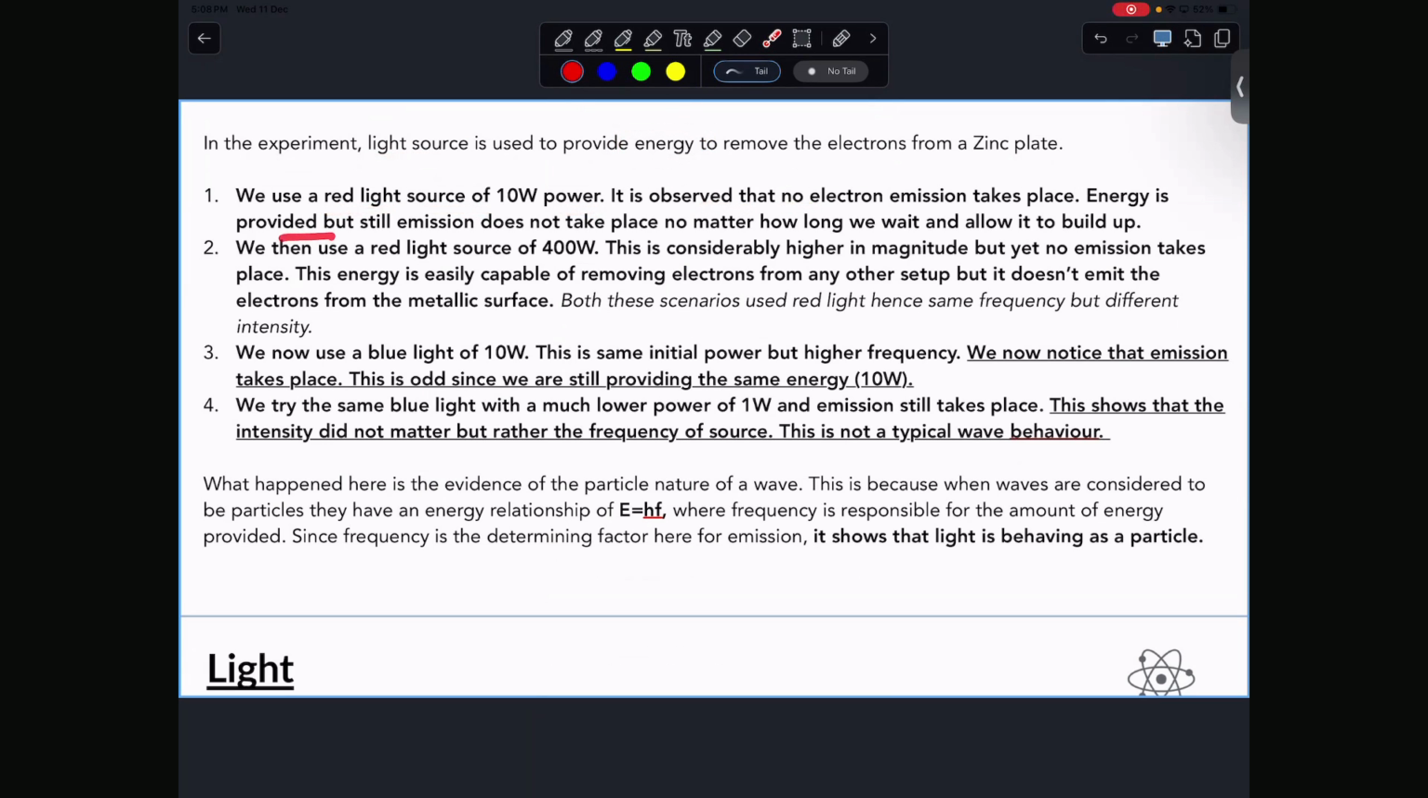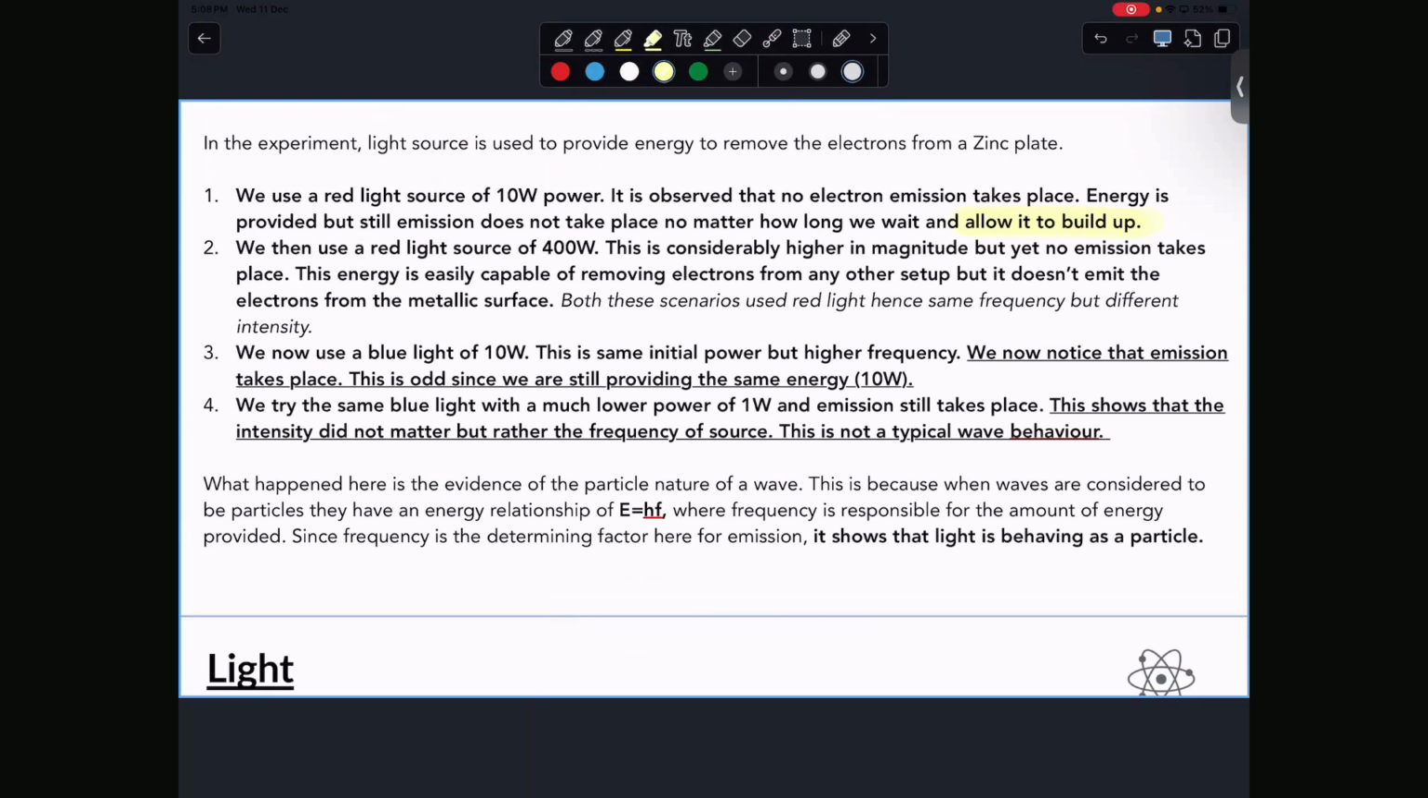The energy is provided, but still emission does not take place, no matter how long we wait and allow it to build up. This is to explain a concept that is a wave property. So allow it to build up. What does that mean? It means that according to wave theory, and listen carefully, a 6-mark question comes where you need to give differences between particles and waves. So according to wave theory, there's something called the build-up process.